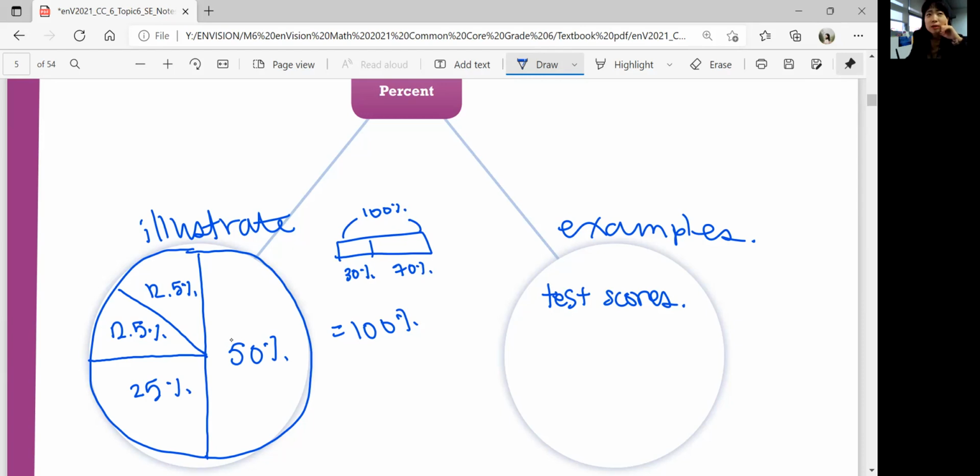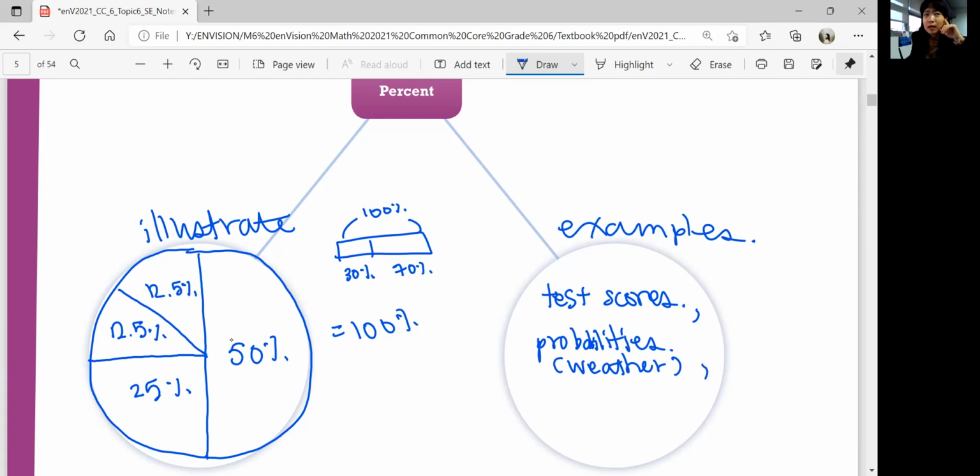Examples, what are other examples other than test scores? You can also see it in probabilities. Probabilities, like in weather conditions, how much chance do you have for rain? You know, maybe 50% chance for rain, 60% chance for rain, 90% chance for rain. So the higher the number is, the more likely your event is going to be.